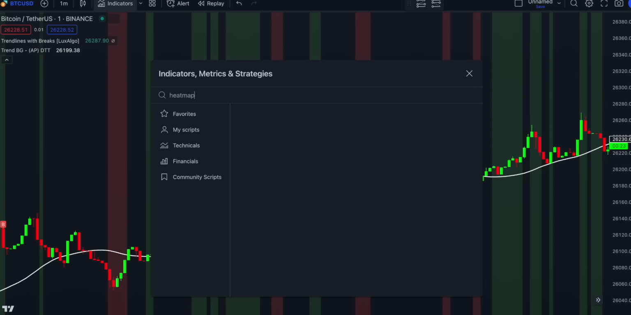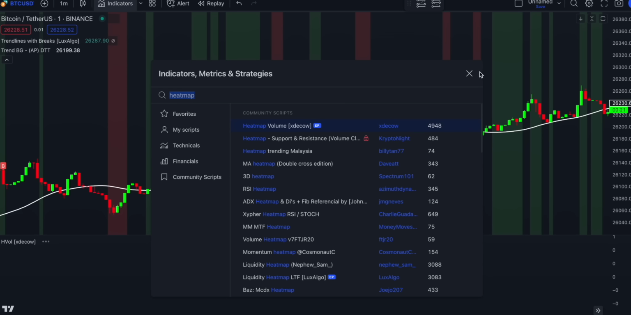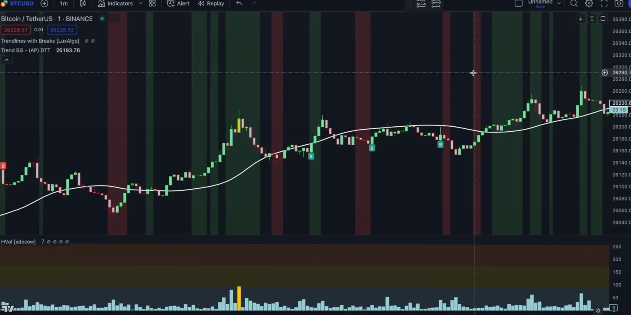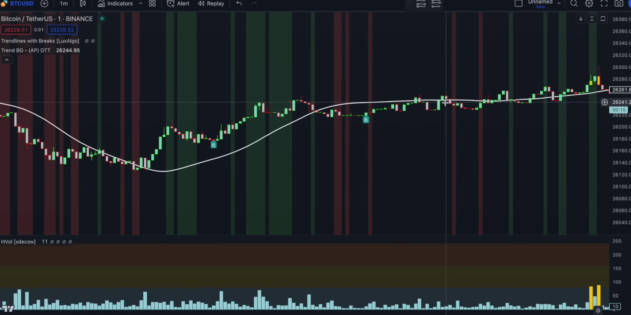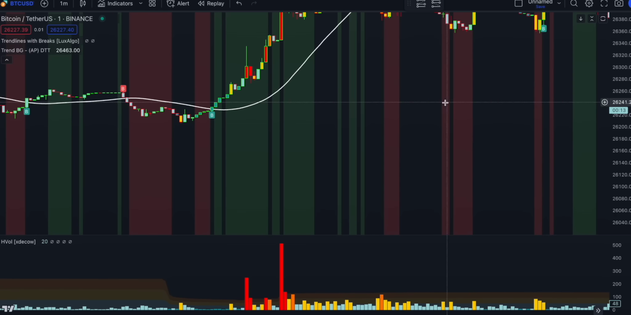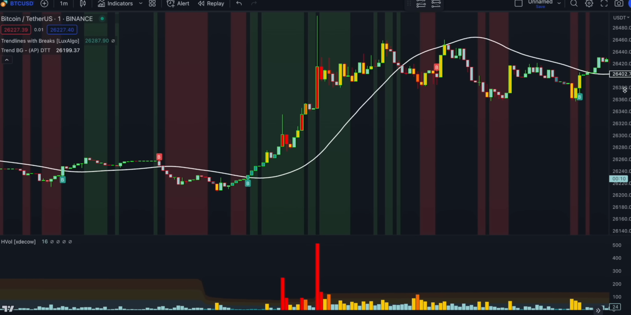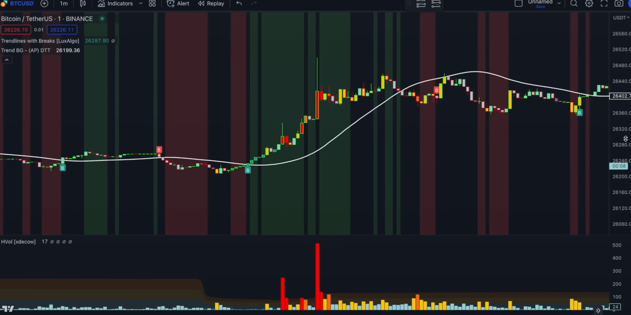This indicator is called Heatmap Volume by XD-Cow. The Heatmap Volume indicator is a unique technical analysis tool that's designed to highlight areas of notable trading activity on a price chart. Unlike conventional volume bars that simply display the total quantity of shares traded, the Heatmap Volume indicator provides additional visual cues to help traders identify periods of significantly high or medium trading volume.